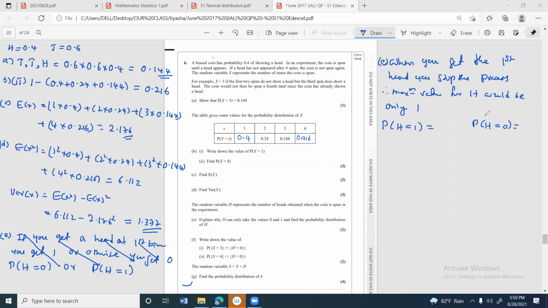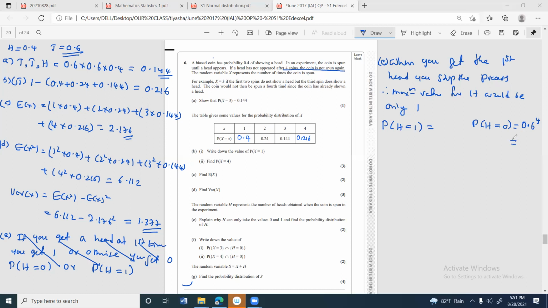So the maximum number of times you repeat this experiment is how much? After 4 spins, you don't do this experiment again. Then if for all 4 times you don't get any head, then h should be 0. So what is the probability of not getting a head all 4 times? It is 0.6 to the power 4. First time tail, second time tail, third time tail, fourth time tail. After that, we stop the process. Therefore, after 4 times, if you don't get a head, this would be the probability of h equals 0.